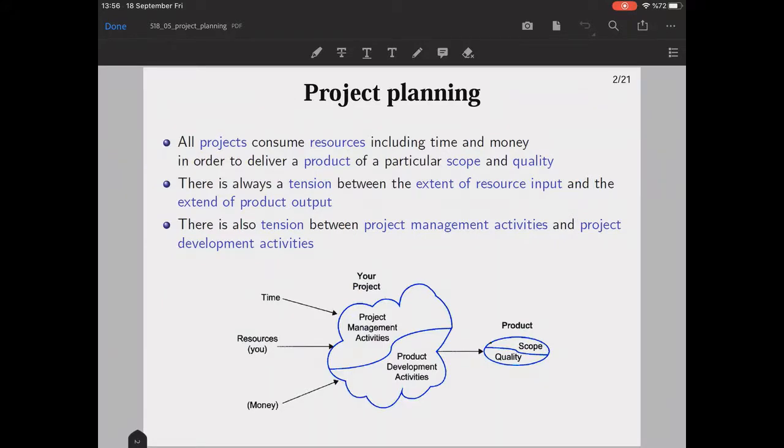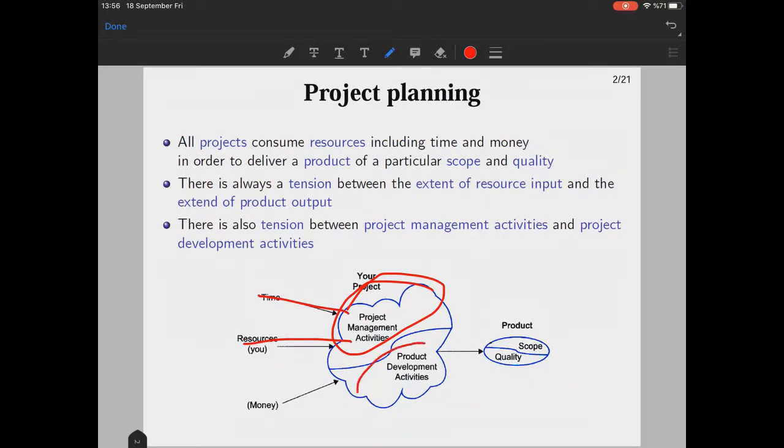There is also a tension between project management activities and project development activities as well. As you see here, these are the project management activities, like time and resources. And the product development activities are related with the product itself, the scope of the product and the budget you have here. There is also a tension between them too.